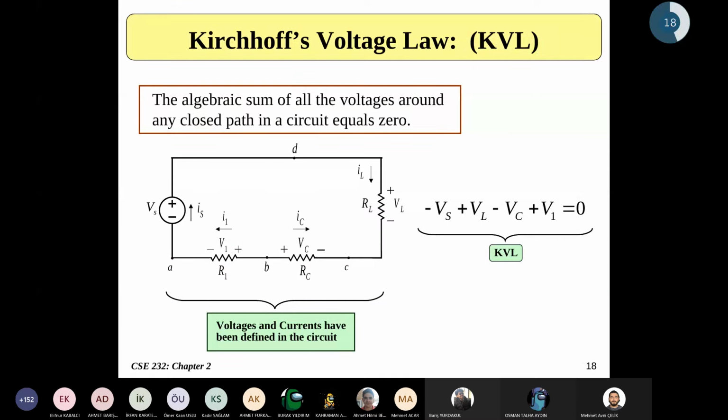We also have Kirchhoff's voltage law, and this is related to a path. That means that anywhere on the circuitry, just assume that this is it, if you start from node A and complete a whole loop, the voltages you add up across this path will be equal to 0. That's called Kirchhoff's voltage law.